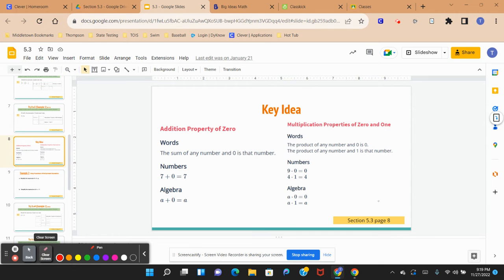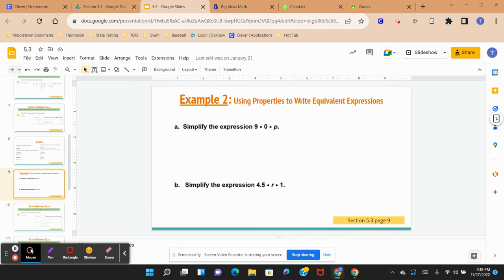So recapping, the addition property of 0: any number plus 0 is that number. For the multiplication property of 0, any number times 0 is 0. And for the multiplication property of 1, any number times 1 is that number. So really it's just major practice, looking at the problems and being very careful. Let's try example 2, problem A.